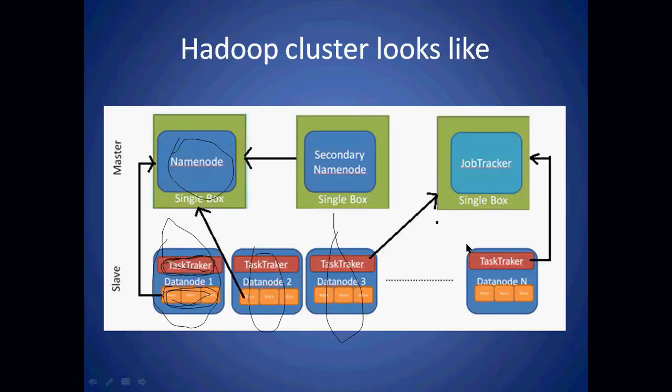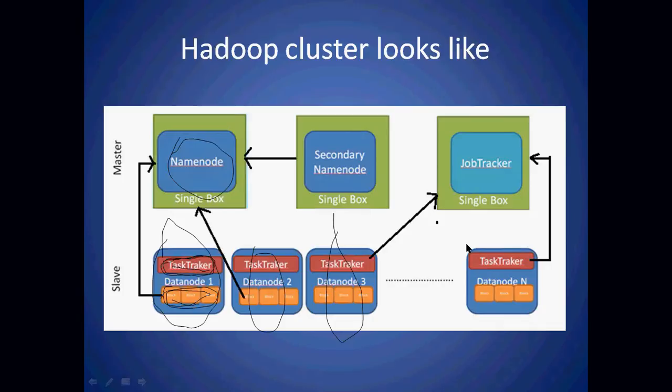It means whenever a job is submitted by a client, job tracker takes care of the job. It resolves what the job is. It says, okay, some client has given me a job, I have to execute it. Then it passes the job to task tracker. Task tracker is the thing where actual jobs are being executed.